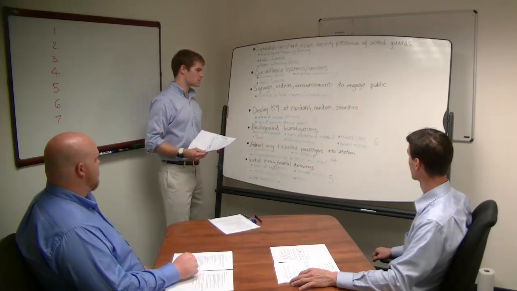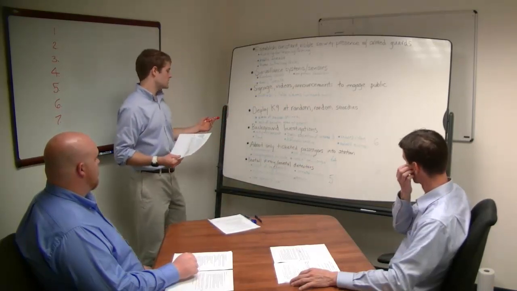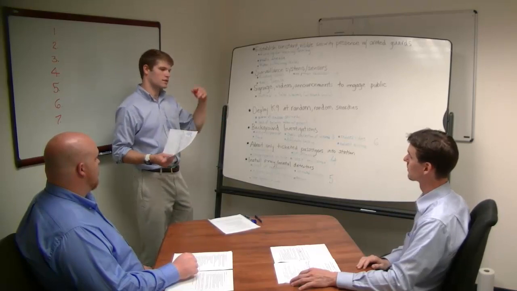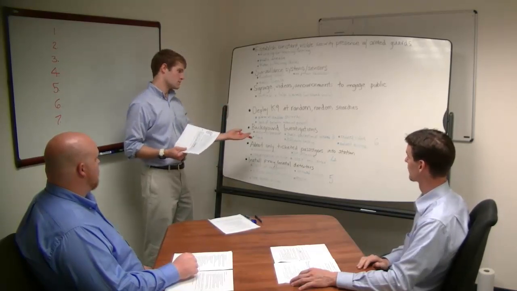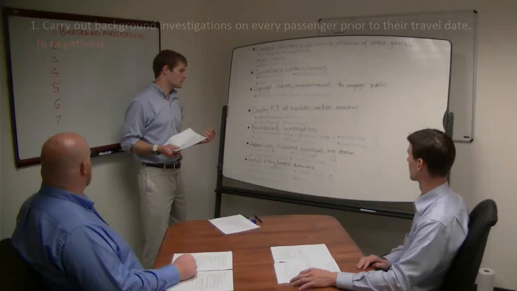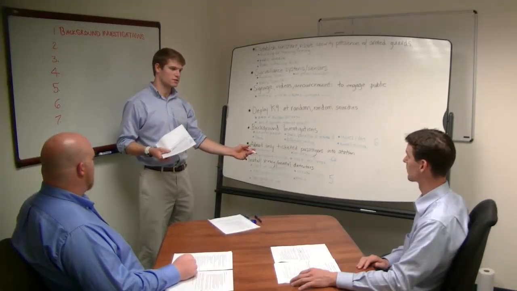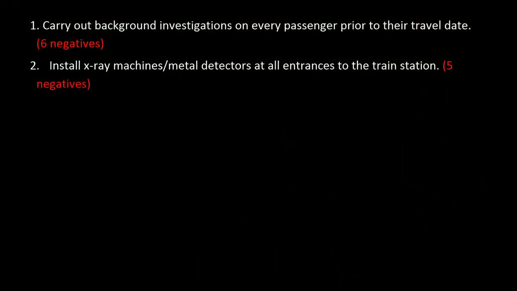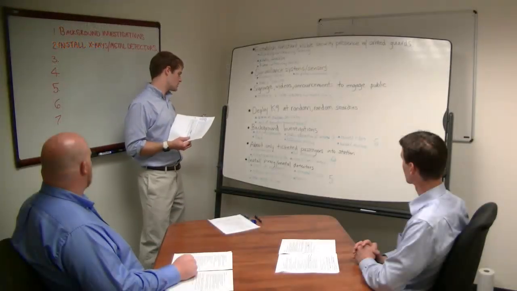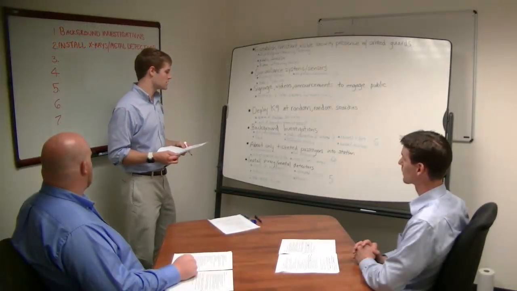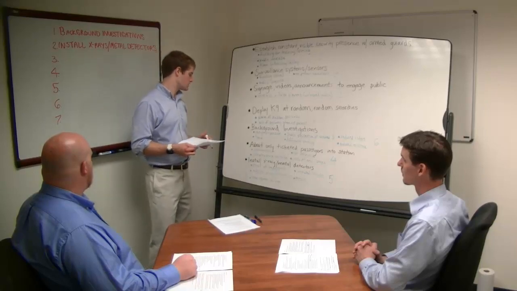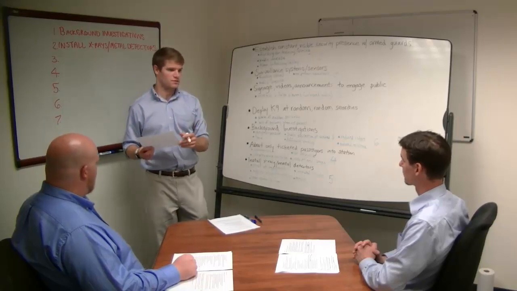Okay, so based on these numbers, it looks like the use of the background investigations would go at the top of our list, given that it has the most, 6 negative aspects associated with it. Okay. For the second one, the installation of X-ray metal detectors, we have 5 negative aspects. So you think that should go next? Yeah. And now moving on, the admission of only ticketed passengers into the station, we came up with 4 negative aspects for that. So do we agree it can go next on the list? Yes, sir.